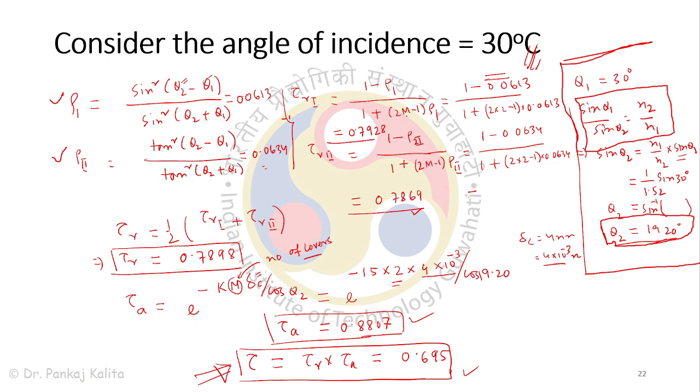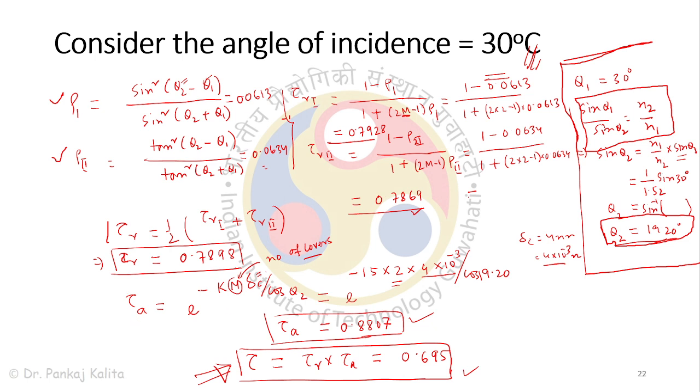Here m is your number of covers. This is 2. Rho 1 we know, and rho 2 we know, right? Based on theta 1 and theta 2 that we can calculate, you can then calculate this tau r as the average of these two values. And this is for transmittance based on refraction and reflection, and now for transmittivity based on absorption.